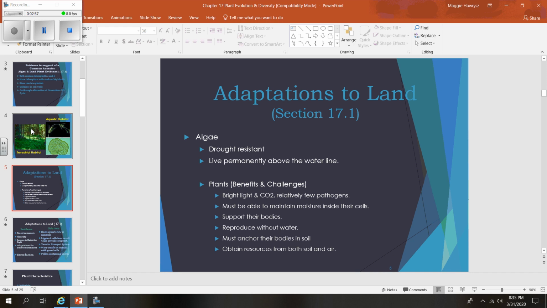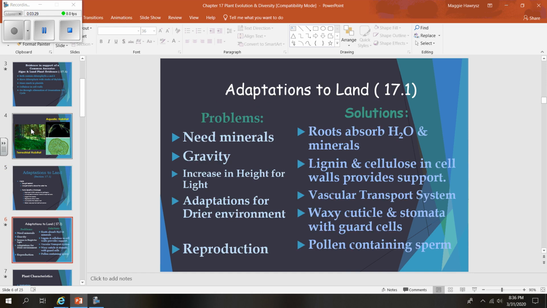They had to now develop a system to support their bodies. And we know that as roots, the stems, the leaves, and the flowering bodies, if it's an angiosperm. But they must also anchor their bodies in the soil and also develop a process to get the nutrients up through their roots and out into their leaves. And they needed to obtain these resources both from the soil and from the air. So, like I said, there were many difficulties that plants had to face in order to live on land.